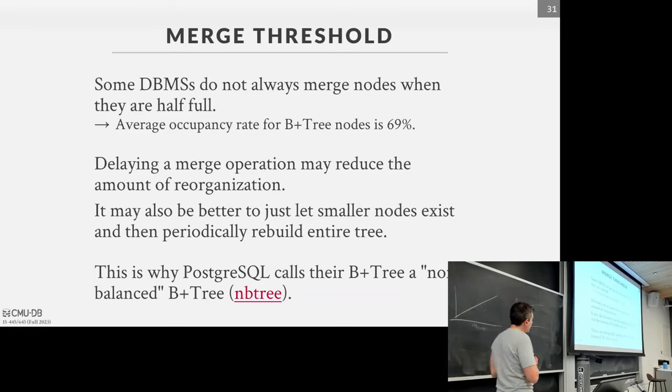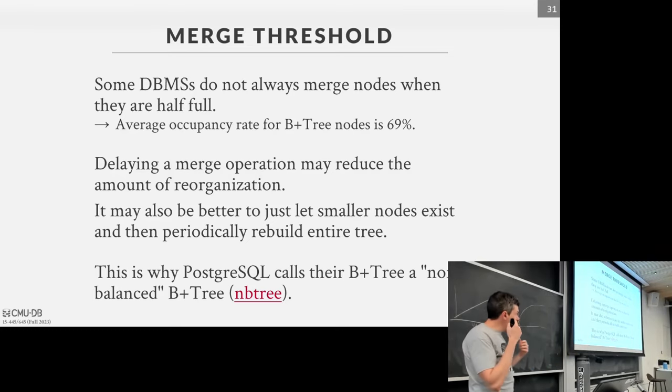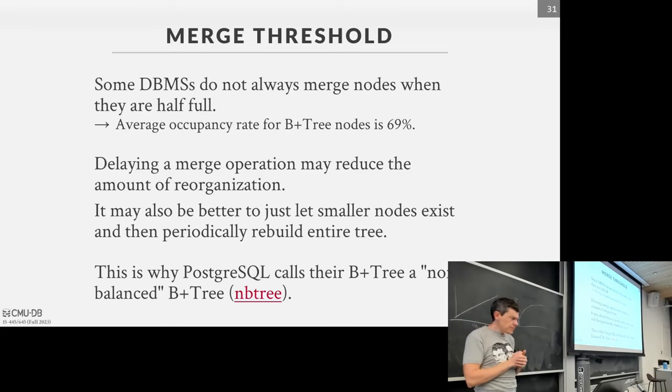We talked about how some systems can actually violate the requirement that every node has to be half full. Obviously, you can't have more keys than you can actually store, because you run out of space. But you can recognize that maybe I don't want to merge my nodes all the time. I can go below that threshold temporarily to see whether something gets inserted that puts me back above it, to avoid doing this prematurely. This is why Postgres calls their B+Tree a non-balanced B+Tree, because they can violate this requirement.